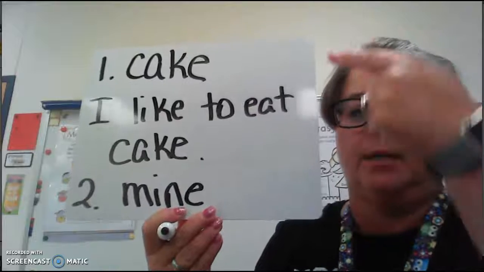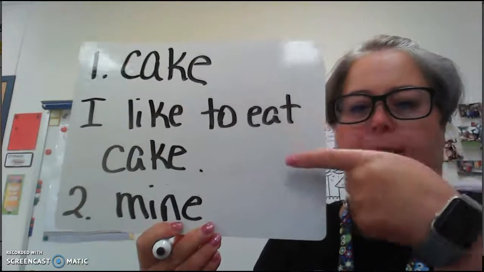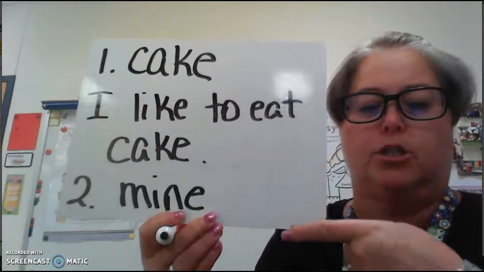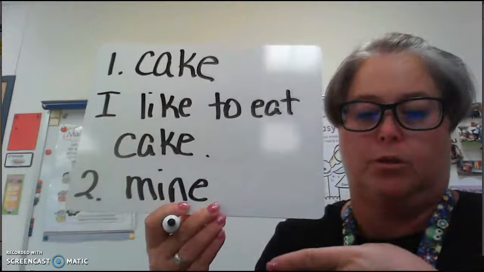So in your journal, it'll be 1, cake, a sentence with the word cake. 2, mine, a sentence with the word mine. All the way down, all 12 of your spelling words. That is your writing activity for today.